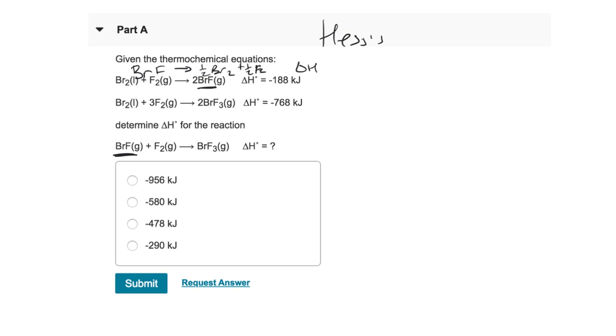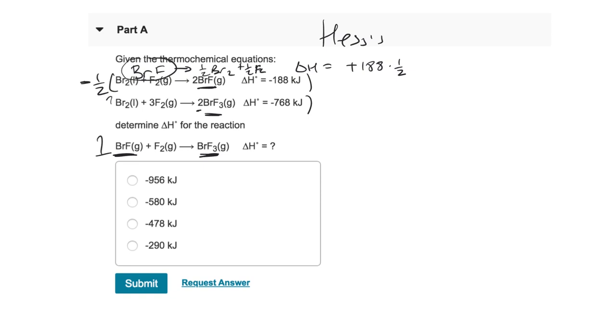The delta H of this reaction is the negative of 188, so it's plus 188. And then I need to multiply the delta H by a half because I cut the coefficients in half. So what I did to this reaction is I flipped it and I cut the coefficients in half. I cut the coefficients in half because there's 1 BrF here, and I need there to be 1 BrF here on the reactant side. And then I have BrF3 on the product side, which is good, just the wrong amount.